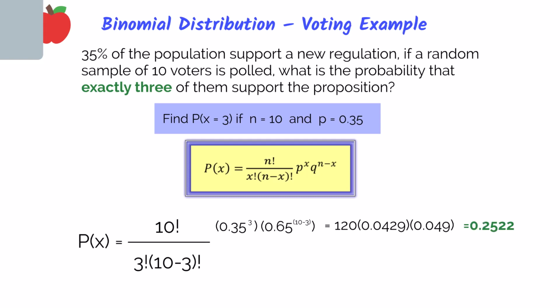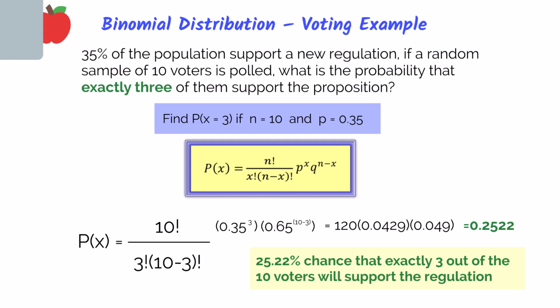So we'll then multiply all 3 of these numbers together, and we get 0.2522. So there's a 25.22% chance that exactly 3 out of the 10 voters will support the new regulation.